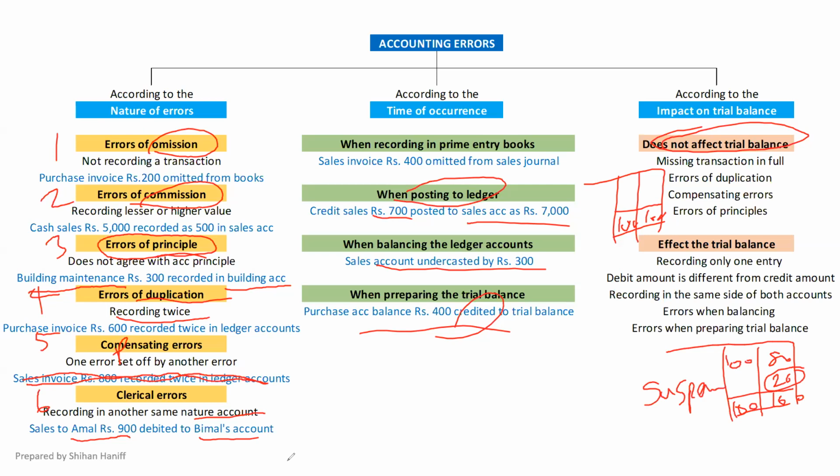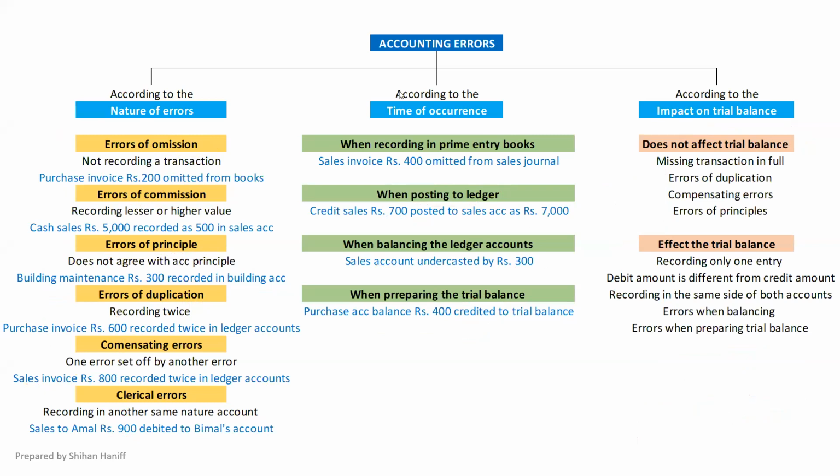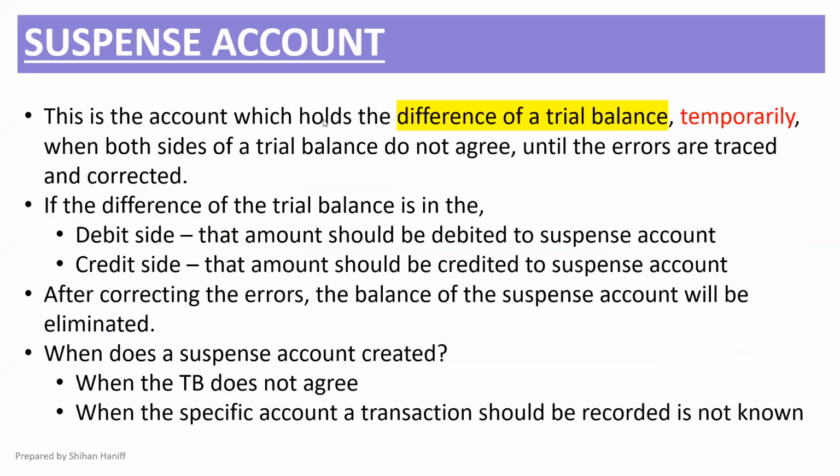Like if the debit is 100 and credit is 80, there will be a difference. So that difference will be transferred to a temporary account called suspense account. So what is a suspense account? A suspense account is an account which holds the difference of a trial balance temporarily.